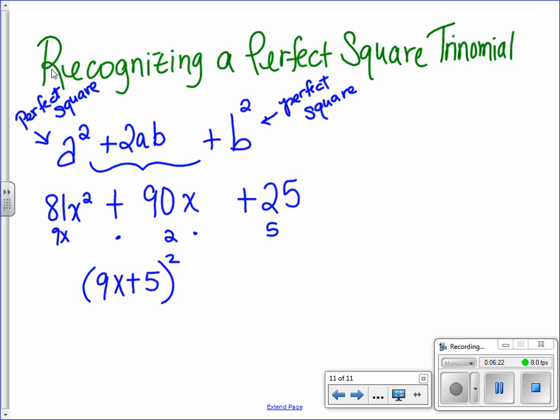Let's say you didn't recognize that and you have to multiply this out. Okay, what's 81 times 25? No one knows? No one has a calculator? I'm going to say that it's, let's see.